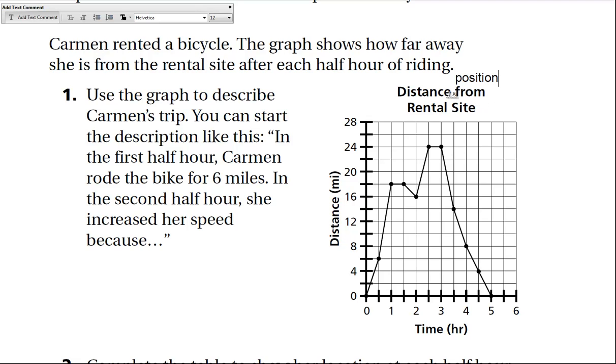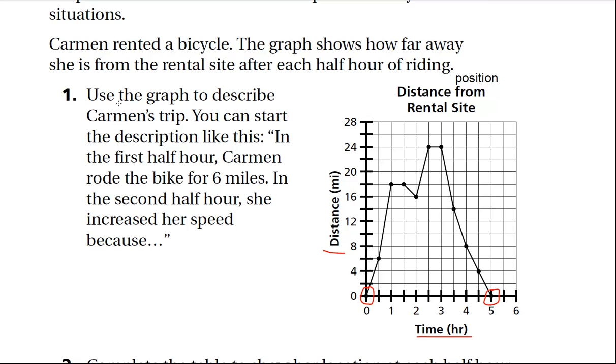Alright? So, for instance, here we see that it's showing distance compared to time. And so Carmen is leaving the rental site, so that's going to be here. And then at the end of the day, Carmen returns to the rental site, back to the original position. And certainly we can determine speed, how fast Carmen was going, but that's not what this graph is showing. It's showing where Carmen is.